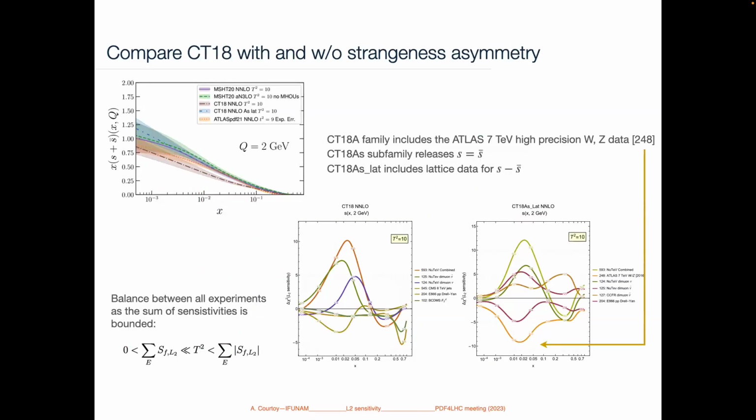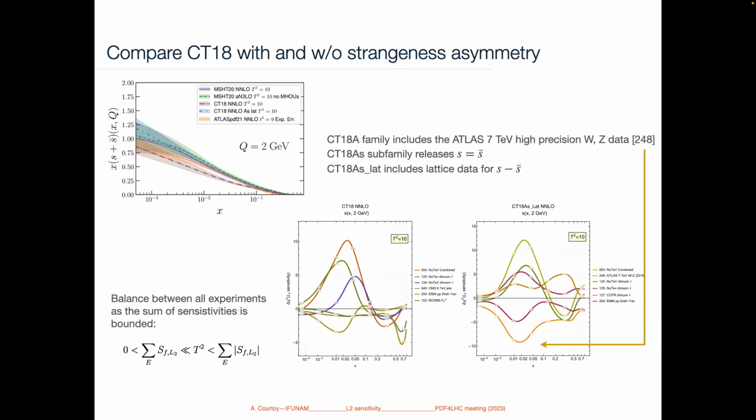Now about the strangeness, you can do the same thing. CT18 has more than one set. In CT18, usually s and s-bar are taken to be the same, and that's something that's being improved. So that's s plus s-bar that you can see here. If you don't have a difference between s and s-bar, then you have this kind of pattern for the experiments that will constrain the strangeness. You can see that some of these experiments will constrain it.